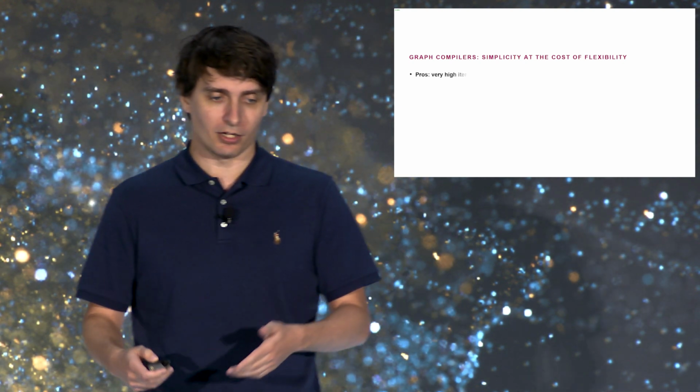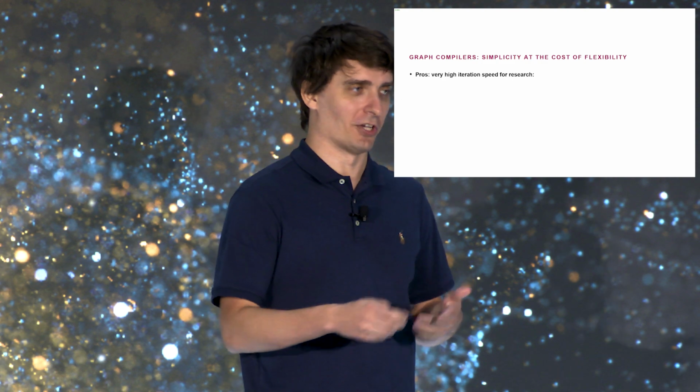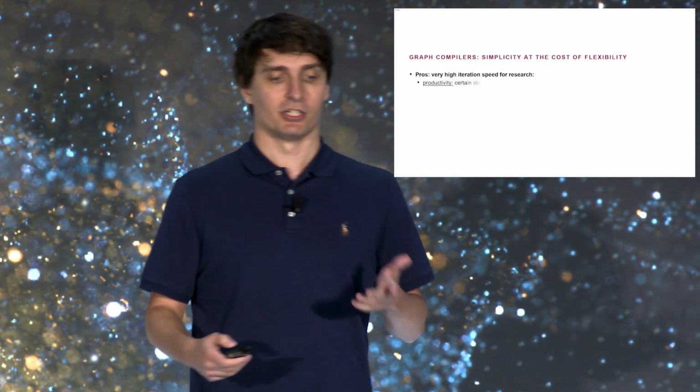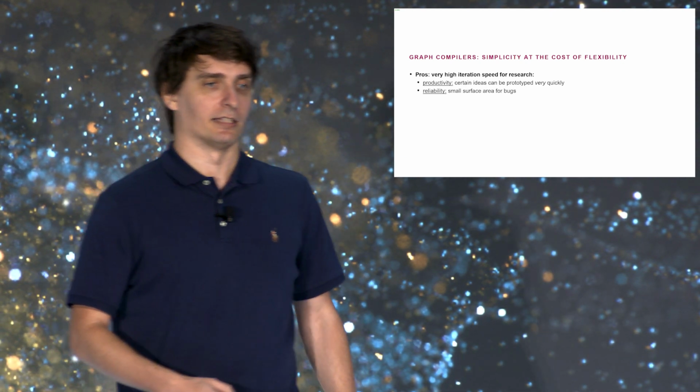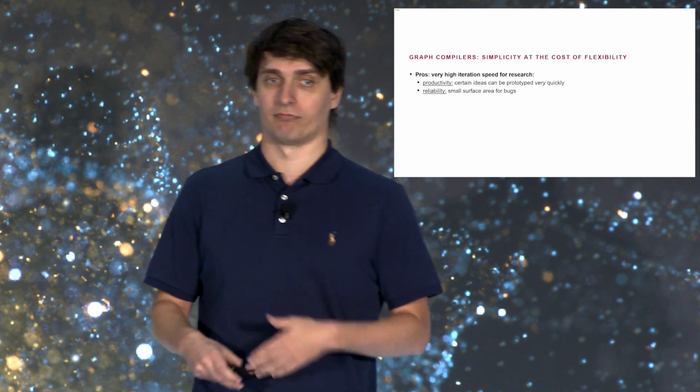So then I looked around a bit, and I thought, okay, what exists out there that serves a similar purpose? And I found graph compilers. Graph compilers give you simplicity at the cost of flexibility. So it's kind of the other way around. The main advantage is you have very high iteration speed for research. So you can prototype some ideas very, very quickly, sometimes in a day. And because you have less code, you just have less surface area for bugs.